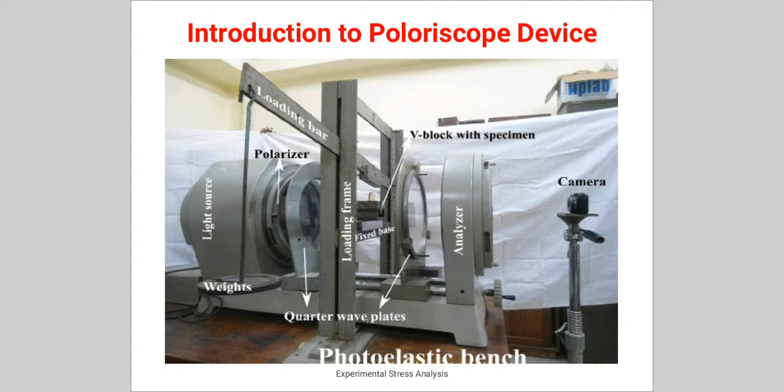To the left side of this instrument, the light source is provided. That light source may be an ordinary light source or a monochromatic light source. What is the difference between ordinary and monochromatic? Ordinary light is also called white light or natural light, which is emitted from a tungsten filament bulb or from the sun's rays. The ordinary light has one property: it has different colors, different frequencies, and different wavelengths.